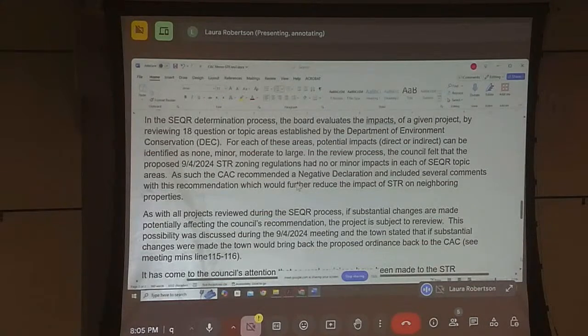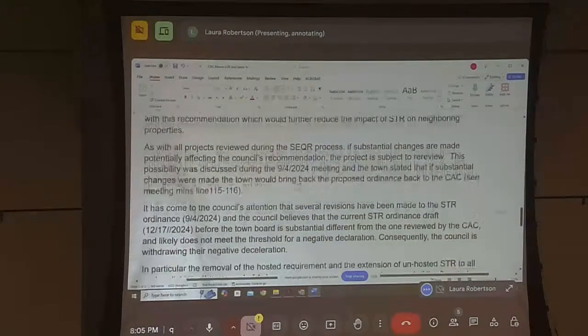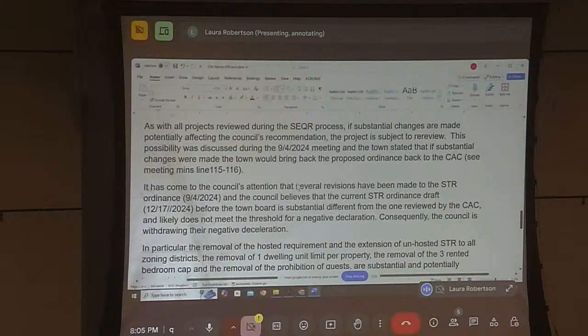As such, the CAC recommended a negative declaration and included several comments with this recommendation, which would further reduce the impact of short-term rentals on neighboring properties. As with all projects reviewed during the SEQR process, if substantial changes are made potentially affecting the council's recommendation, the project is subject to re-review. This possibility was discussed during the 9/4/2024 meeting, and the town stated that if substantial changes were made, the town would bring the proposed ordinance back to the CAC, and that's in the meeting minutes. I put a reference there.